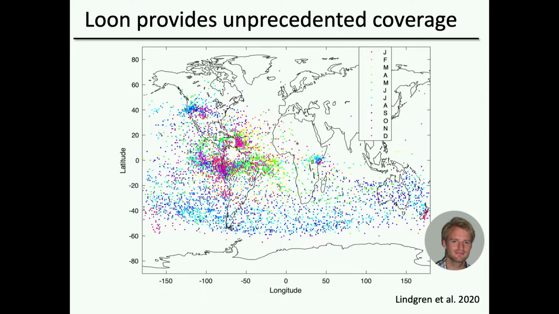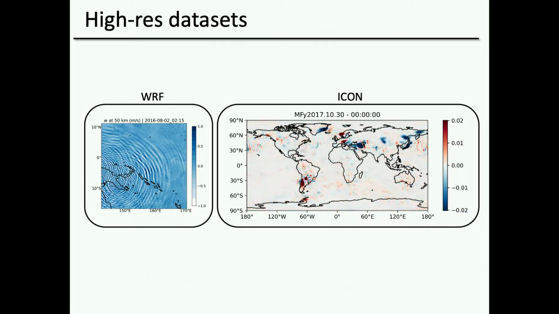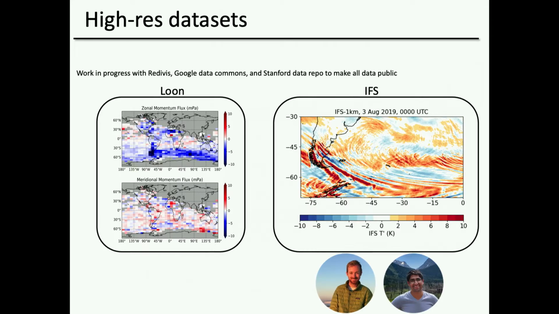And in my group, we have been using these balloons to provide observational constraints on these waves in the upper atmosphere, these atmospheric gravity waves that I've been going on about for the last 15 minutes or so. So we are combining these observational constraints, which are really quite invaluable, with extremely high resolution global integrations of a model.